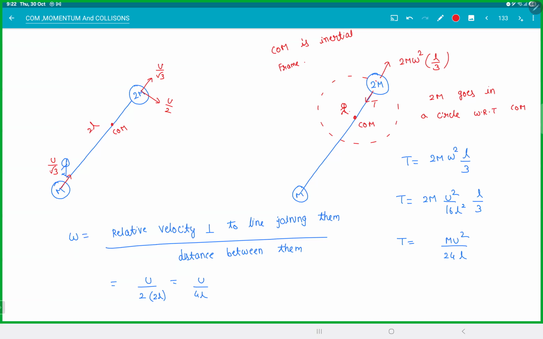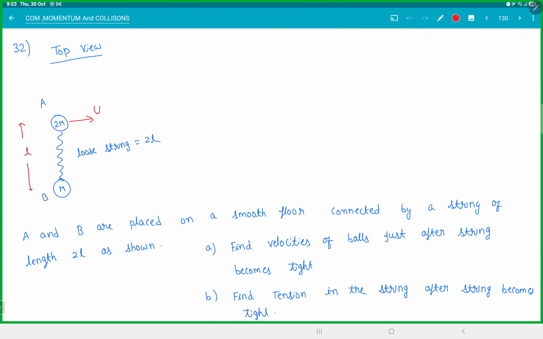I hope you can see how much we are connecting that circular motion, tensions, and everything. These are some really good problems, these last three, so you should definitely make sure to try them again.